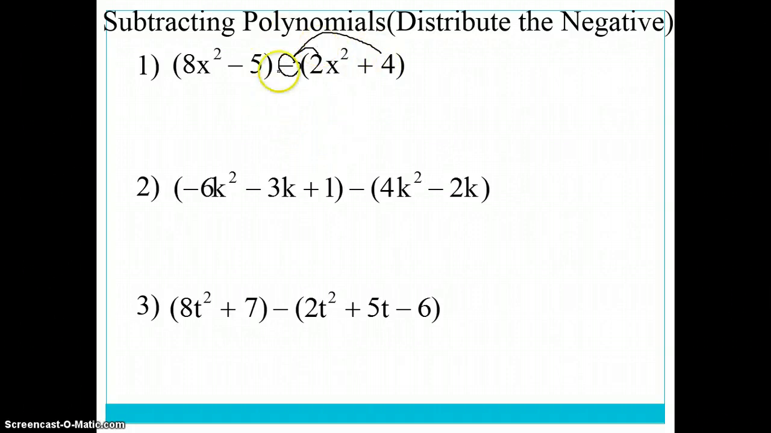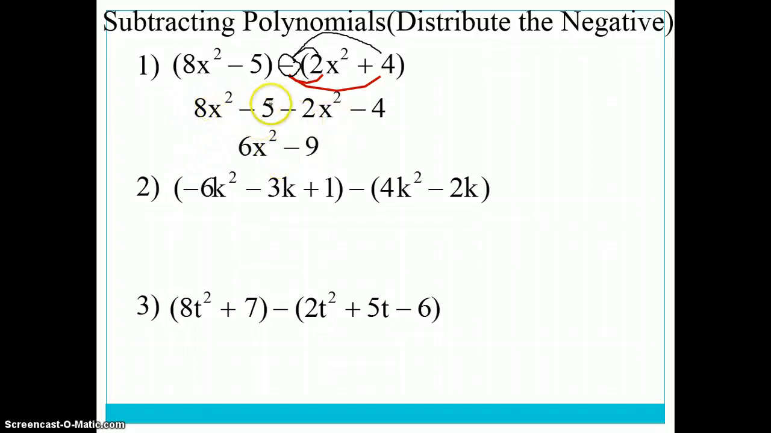All right, so let's put it on the paper. So again, distribute your negative. You're going to get 8x squared minus 5. Nothing changed over here. And then I distributed the negative, so minus 2x squared minus 4. Now you combine like terms. 8x squared minus 2x squared is 6x squared. And then negative 5 minus 4 is negative 9. And that is a quadratic binomial.